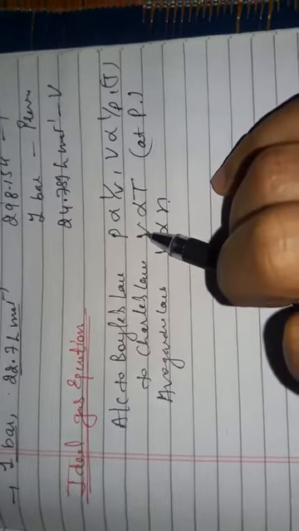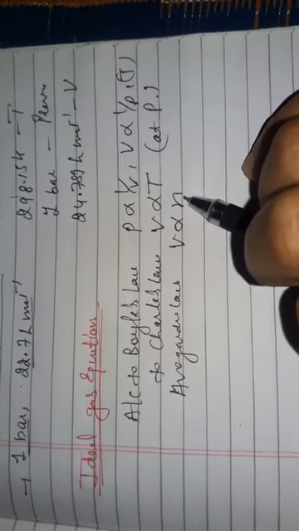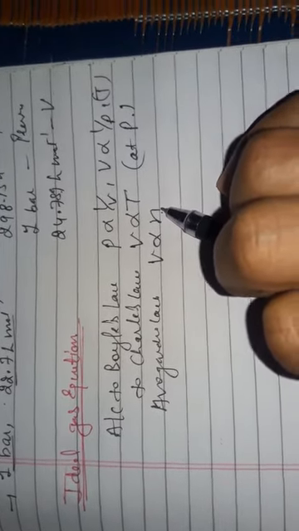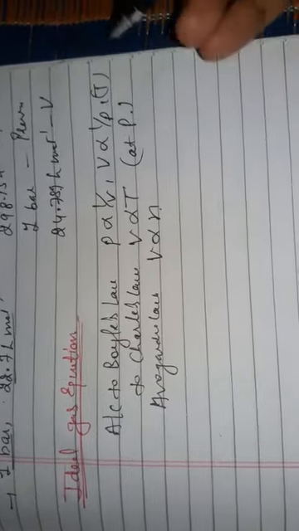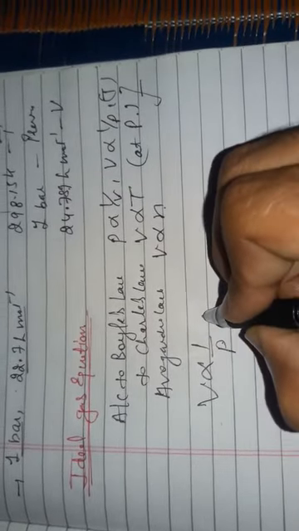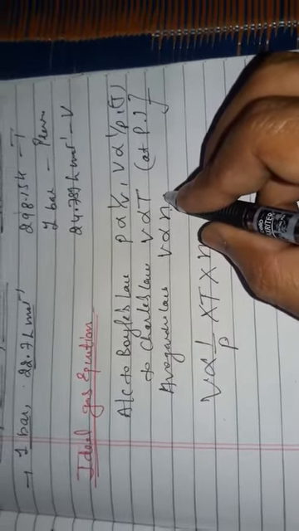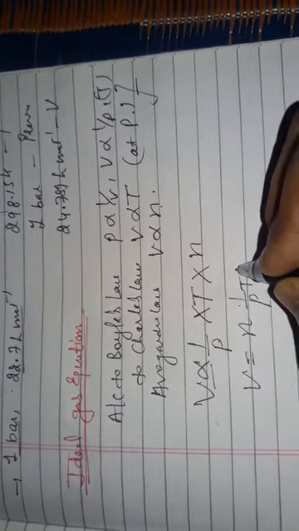According to Charles' law, volume is directly proportional to temperature, and Avogadro's law says volume is directly proportional to the number of moles, the number of molecules of gas. Okay, so when you combine all three equations, volume is inversely proportional to pressure and directly proportional to temperature and to the number of molecules of the gas. So you can also write it this way: V is equal to nRT by P, and the proportionality constant is R.